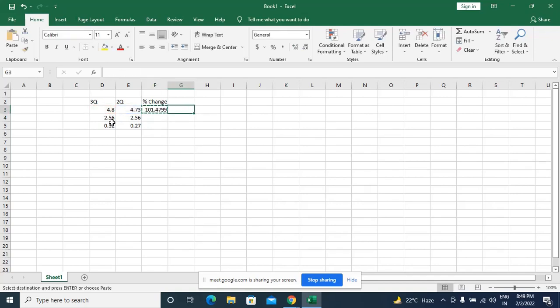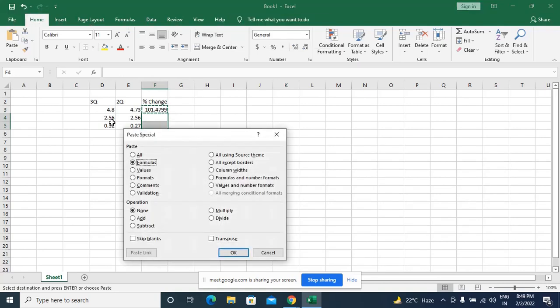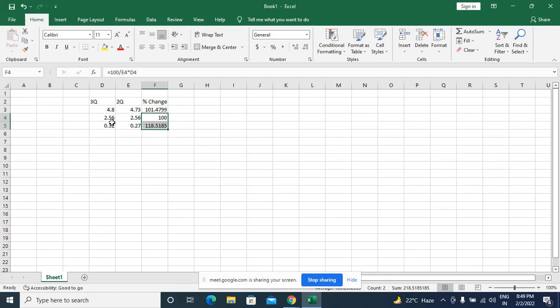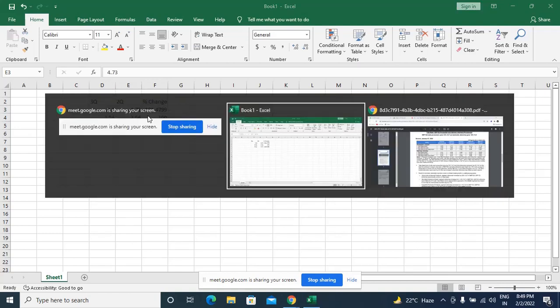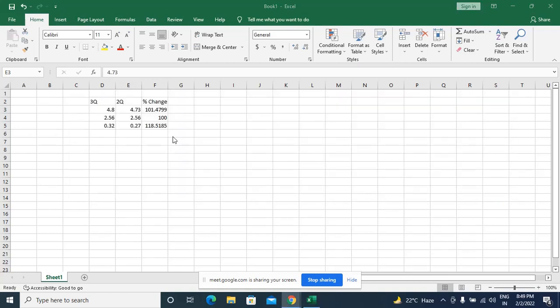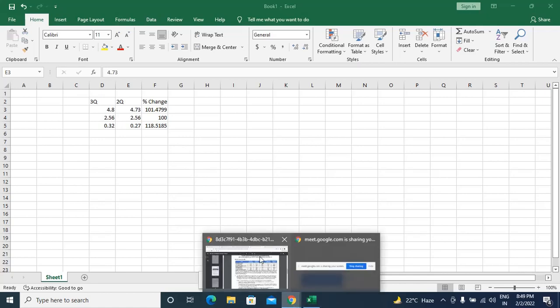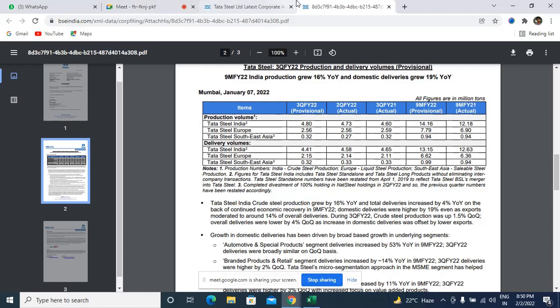Just find out what is the growth that was observed, meaning what is the percentage change? Meaning, from the second quarter to the third quarter, how much has the volume grown? Okay, everyone, just do this calculation for all this data.